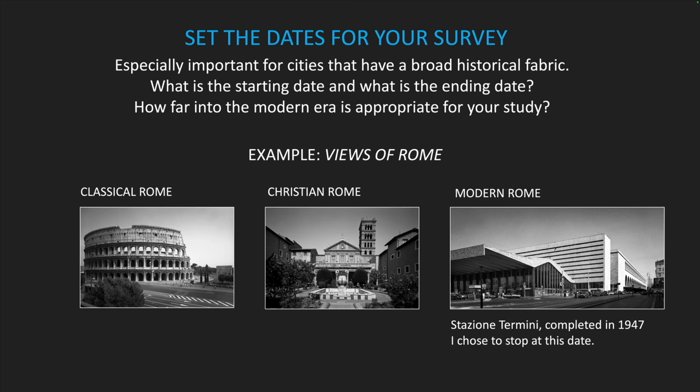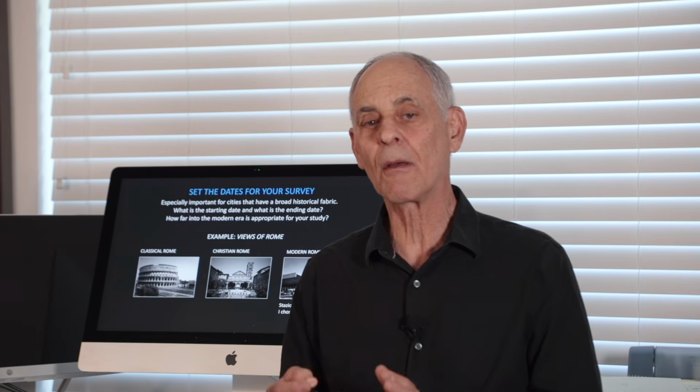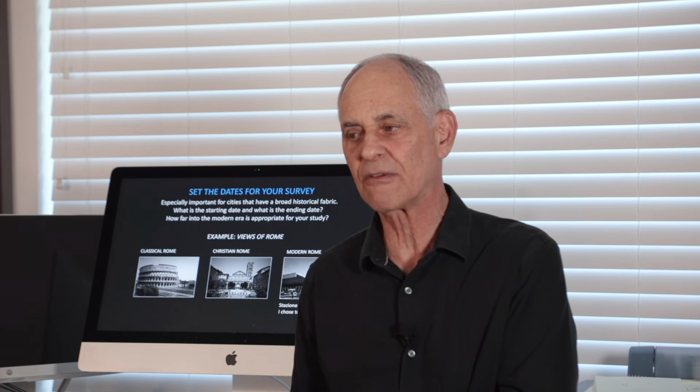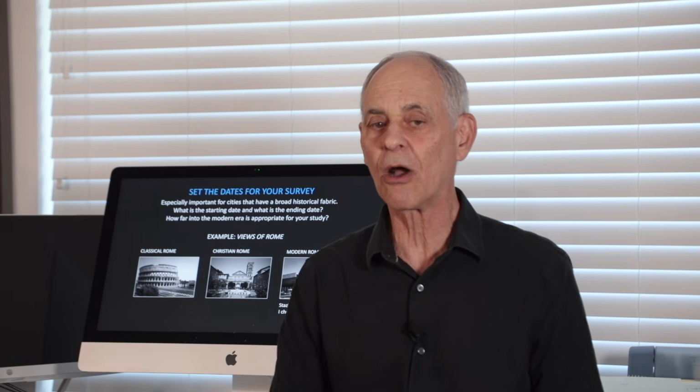Number two, set the dates for your survey. If you're going to do historic preservation work, yes, there's going to be early dates. Those are obvious. But how far you want to go, how far to the present time do you want to go? Do you want to do buildings all the way to the present, or do you want to stop at a certain point? Here, for example, is what I did in Rome. Of course, I did classical Rome and I did Christian Rome. But when it came to modern Rome, which had never been done, I called a halt at 1947 with the Stazione Termini. Why? Frankly, the modernist buildings that were done after 1947, I felt did not have the importance of the buildings that were done early in the 20th century. So I called a halt at 1947.